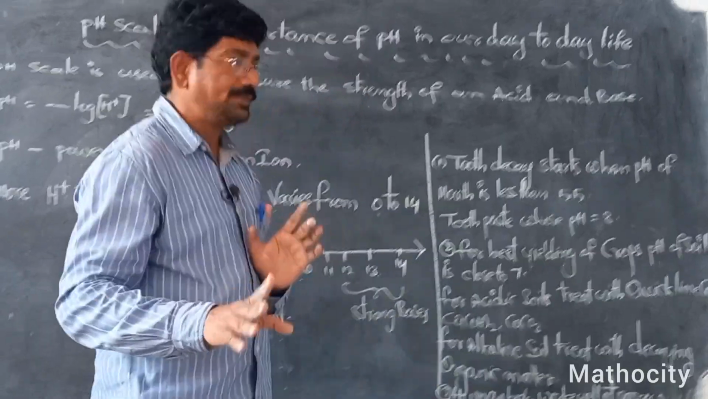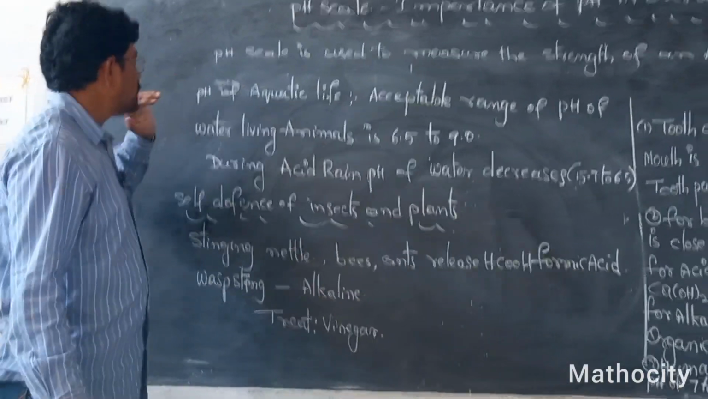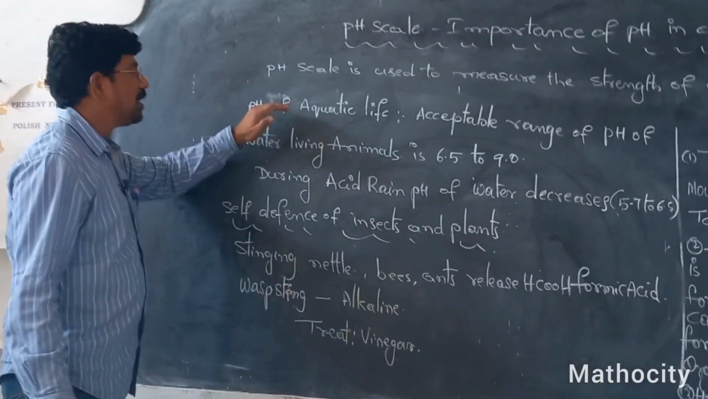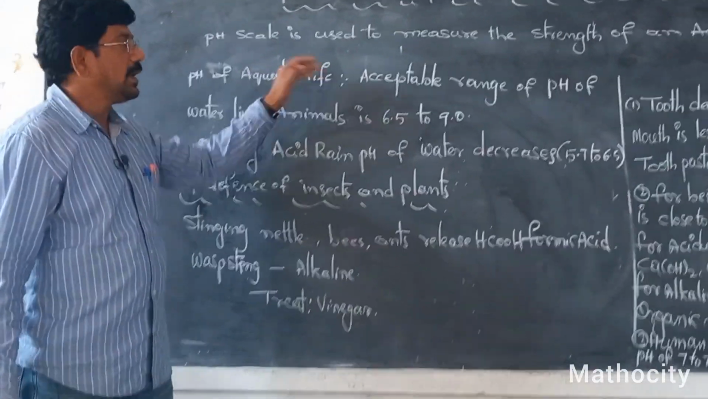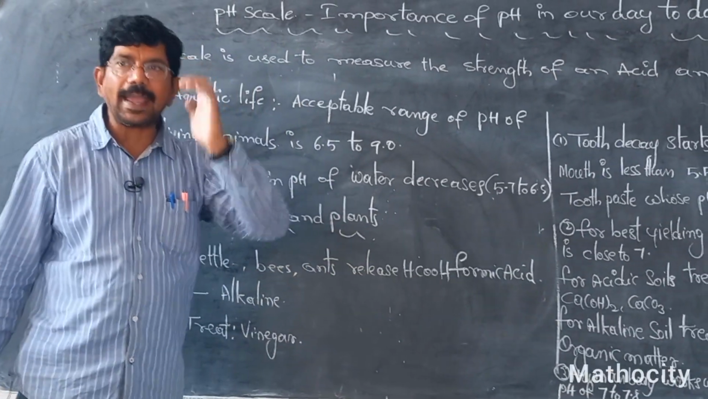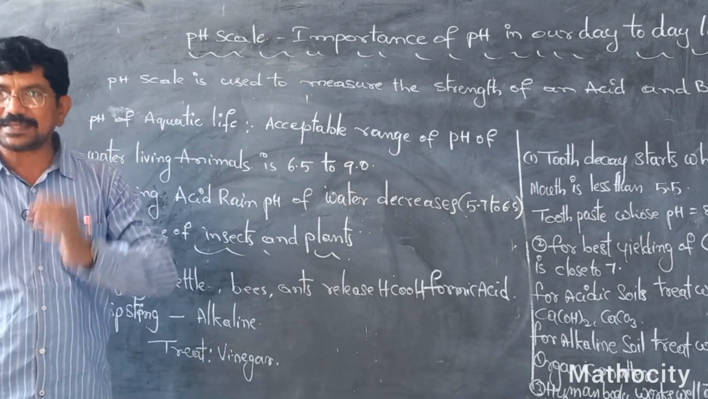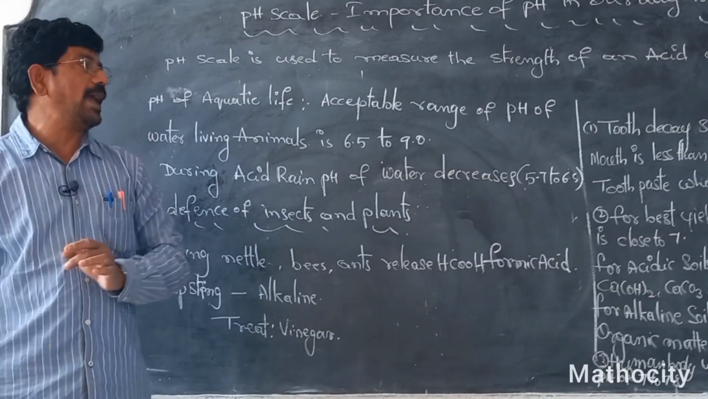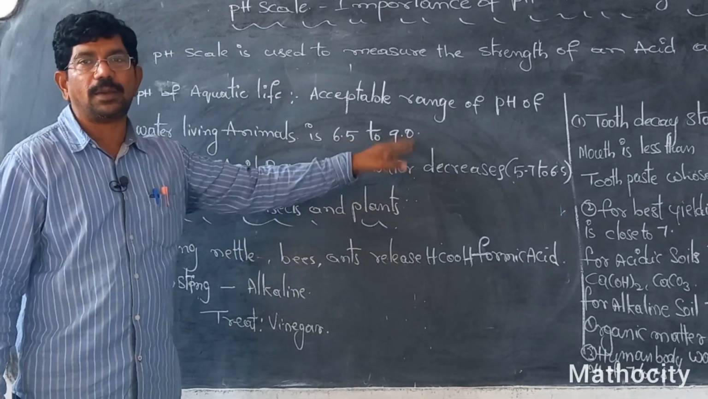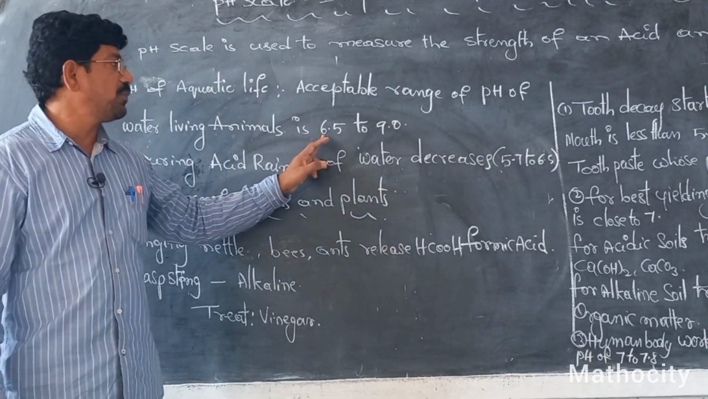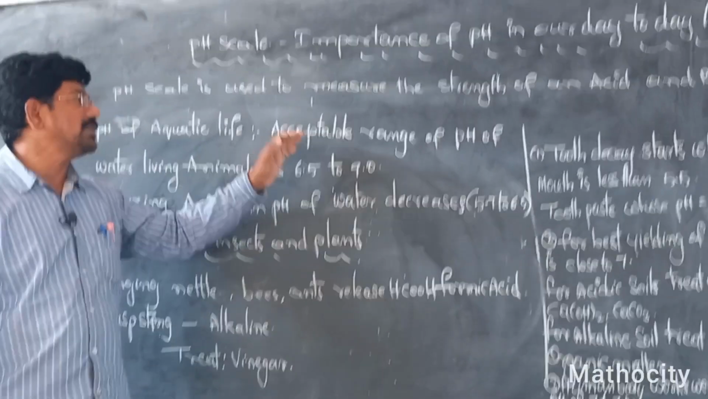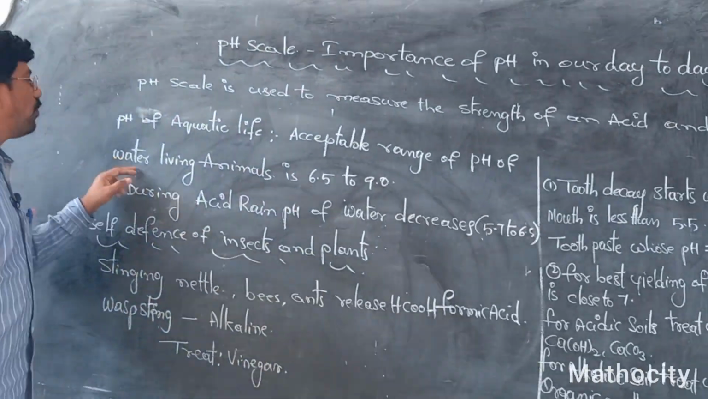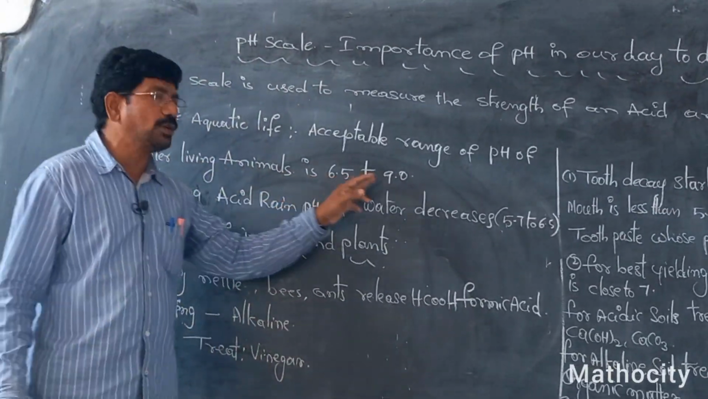We are discussing the importance of pH. See, pH of aquatic life. The aquatic animals, aquatic species like fishes and other water living animals, live at a narrow pH of 6.5 to 9.0. So the acceptable range of pH of water living animals is 6.5 to 9.0.